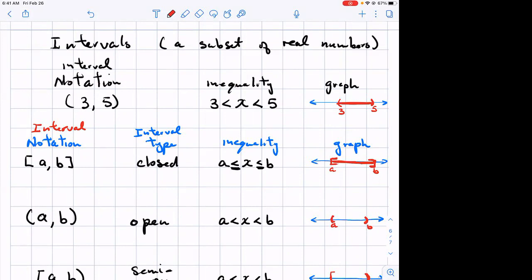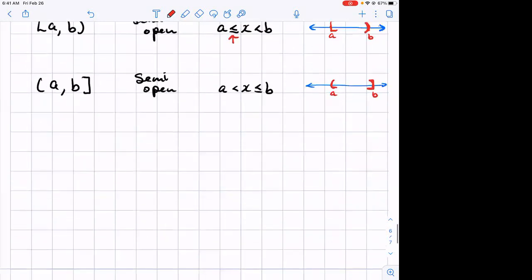Now unbounded is where we bring in something called infinity. As you know, infinity is a symbol used to represent a number that does not end, meaning there is no boundary to it. So some unbounded intervals.